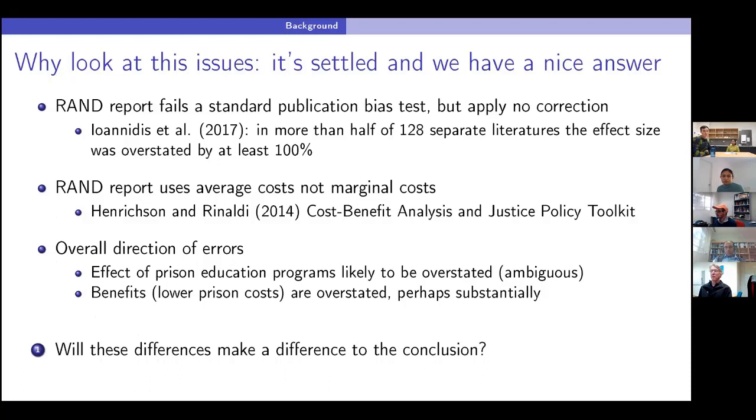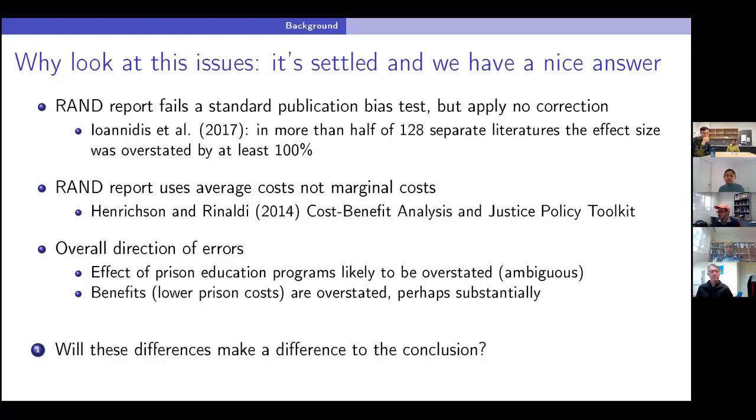apply no correction. And we subsequently have this big EJ paper that says in about half of 130-odd literatures, so that's 130-odd meta-analyses, publication bias has had a really dramatic effect on the effect size that's reported in the literature. So we might be really worried about that.